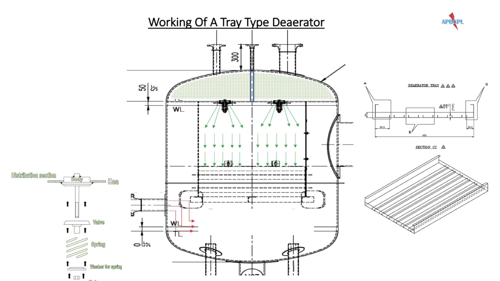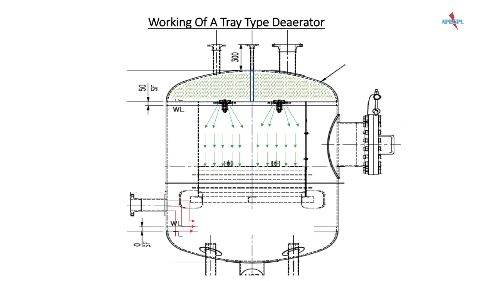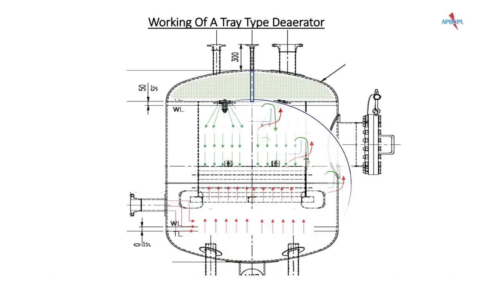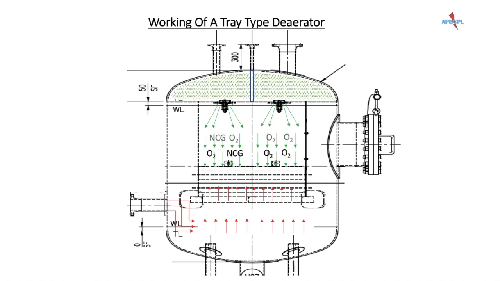The LP steam gets injected into the tower from the bottom and travels upwards through the trays. The water now comes in contact with steam and most of the dissolved oxygen and NCGs get stripped from the water, which then escapes out through the vent pipe. With the increase in temperature of feed water, the solubility of gases decreases and gets released. Typically, the dissolved oxygen in feed water shall be 7 parts per billion, or ppb, at 130 degrees centigrade, which shall be achieved on a properly working deaerator.